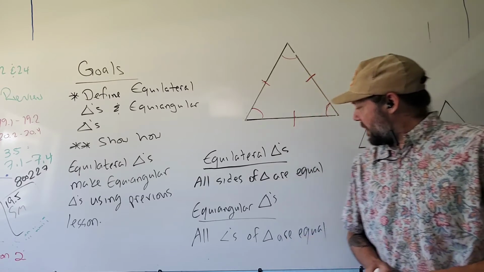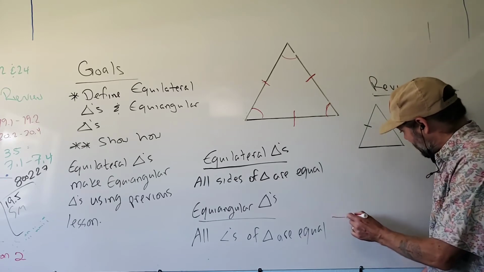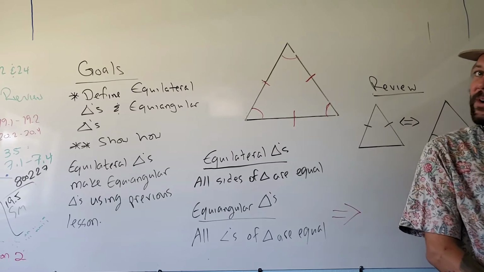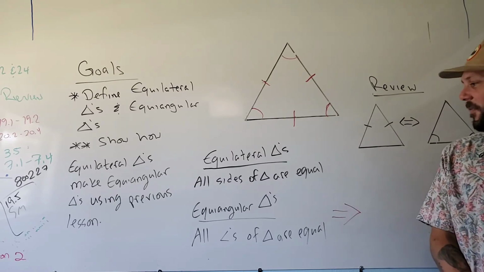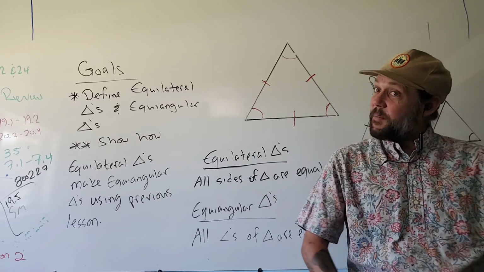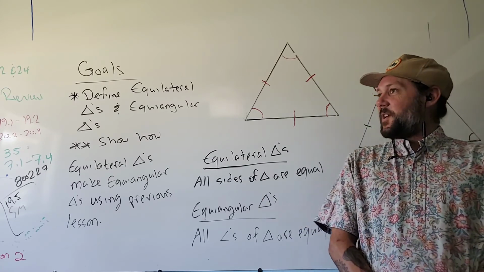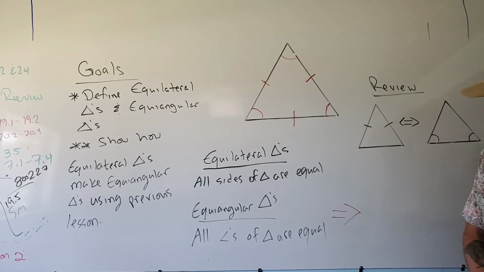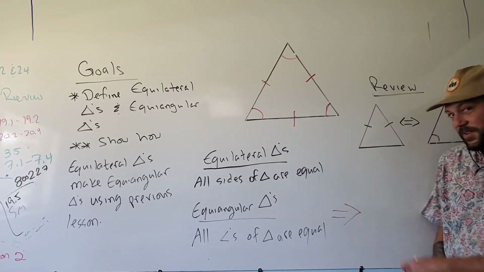Something else I want to talk about, equiangular triangles. We saw earlier that the three angles add up to 180 degrees. And if the three angles add to 180 degrees and all angles are the same, that must mean each angle, let's see, 180 divided by 3, that's going to be 60. So each angle is 60 degrees.